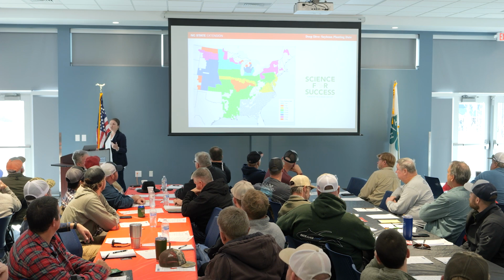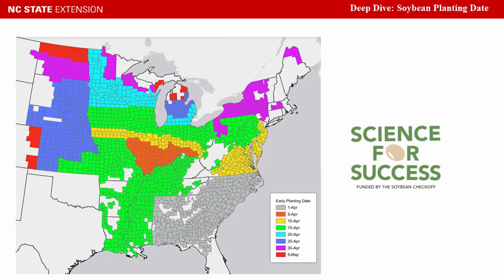So your replant coverage date is no longer the 21st or the 15th of April. You can plant starting April 1st and get replant coverage from the federal government, just because there's such an emphasis on early soybean planting. But today in this school, I really want to talk about what are the data-driven mechanisms that we can use to actually pick the best planting date.